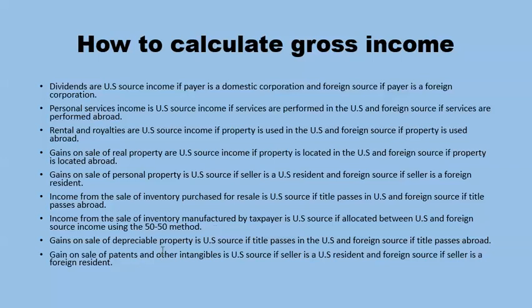Gains on sale of depreciable property are US source if title passes in the United States, and foreign source if title passes abroad. Gain on sale of patents and other intangibles is US source if the seller is a US resident, and foreign source if the seller is a foreign resident.